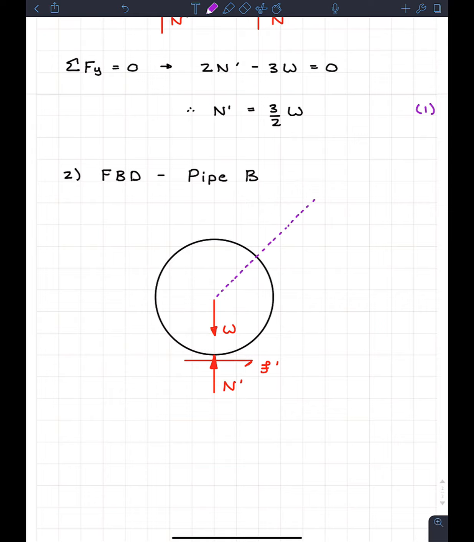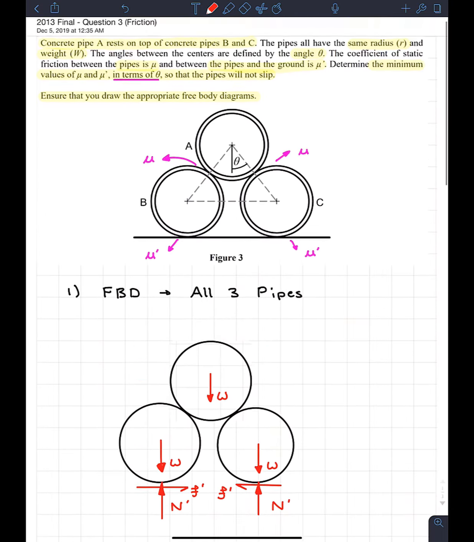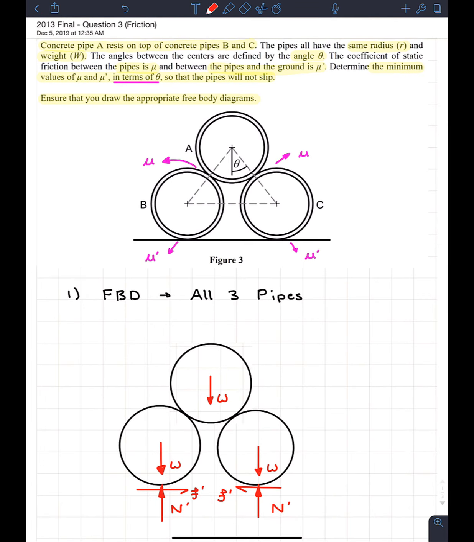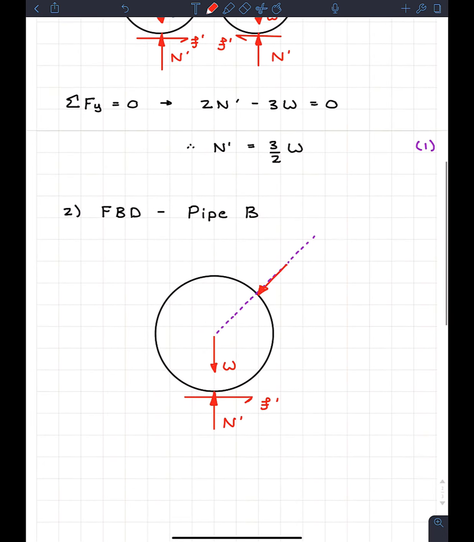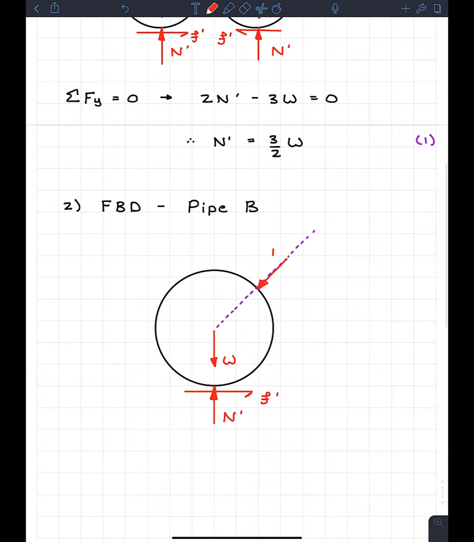And we know along this dotted line we have a normal force. So of course there's going to be a normal force on here from the other pipe. And this normal force, since it's between the pipes, is just N. They said up here that they want anything from pipe to pipe just to be N, so we're just going to call this normal force N.